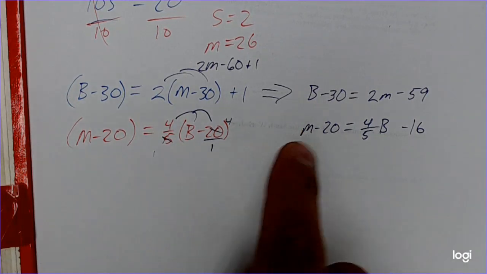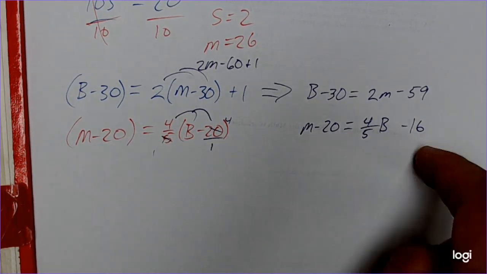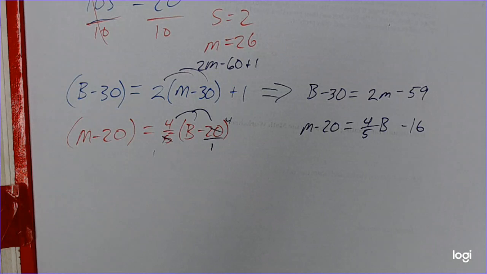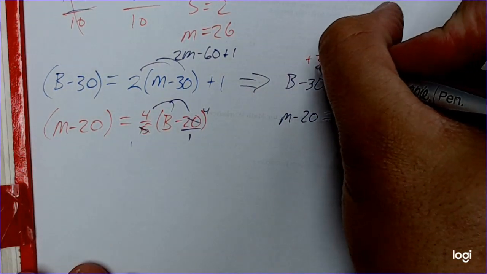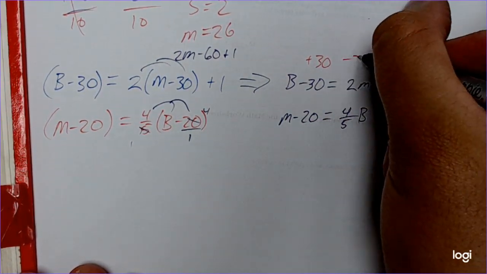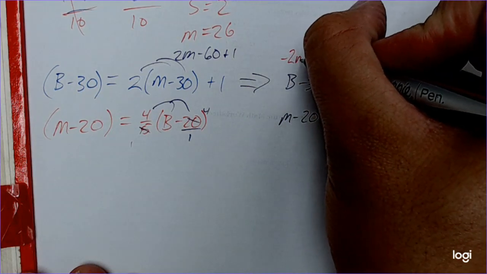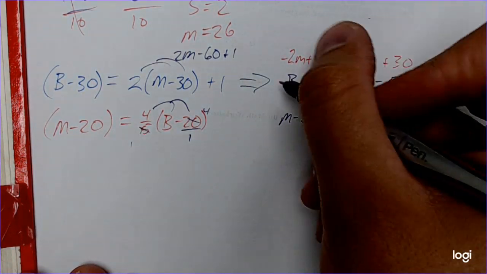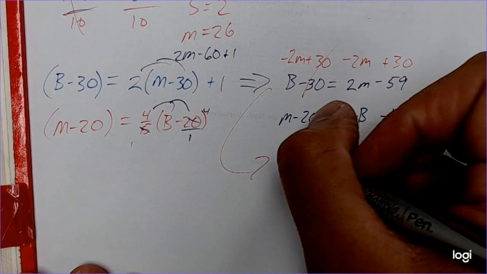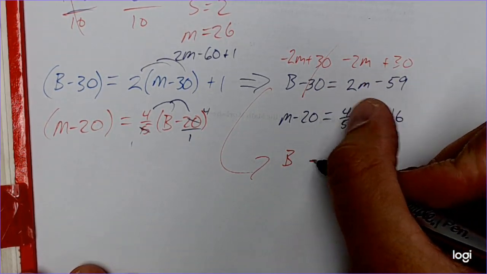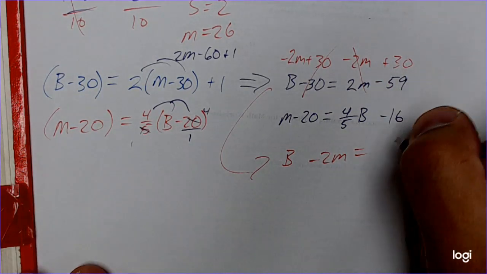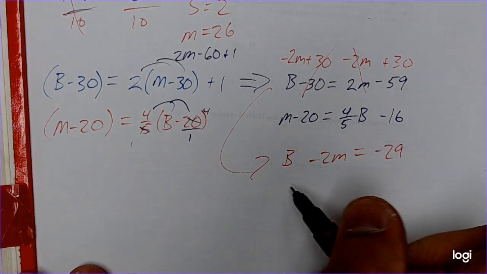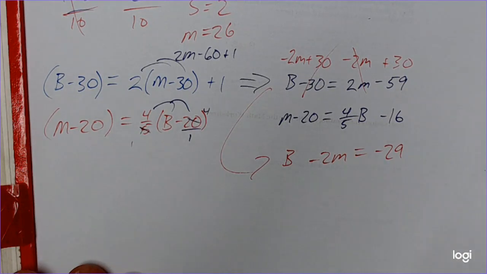Let's get the b number first, the m number next, and then let's make the whole numbers, the constants, on the right side. So I'm going to rewrite again one more time just to make sure that this is to my liking. So for the top equation, I'm going to add 30 to each side. I'm going to subtract 2m from each side. When I do that, I end up getting b minus 2m on the left side, and then negative 59 plus 30 is going to be negative 29. So now I've got b minus 2m equals negative 29. That's a lot easier to read.